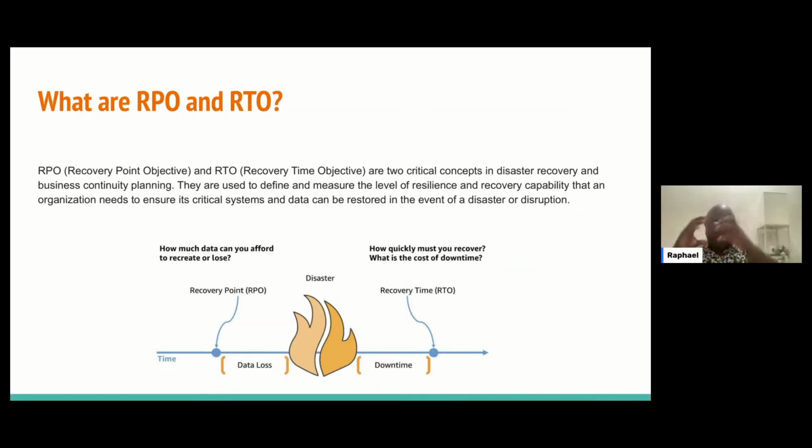Now, with regards to the topic at hand, there are two major concepts that we need to know: RPO and RTO. What are these? The first one, RPO, is recovery point objective. The second one is recovery time objective. One of them has to do with data loss. RPO has to do with how much data you are willing to lose in case of a disaster.